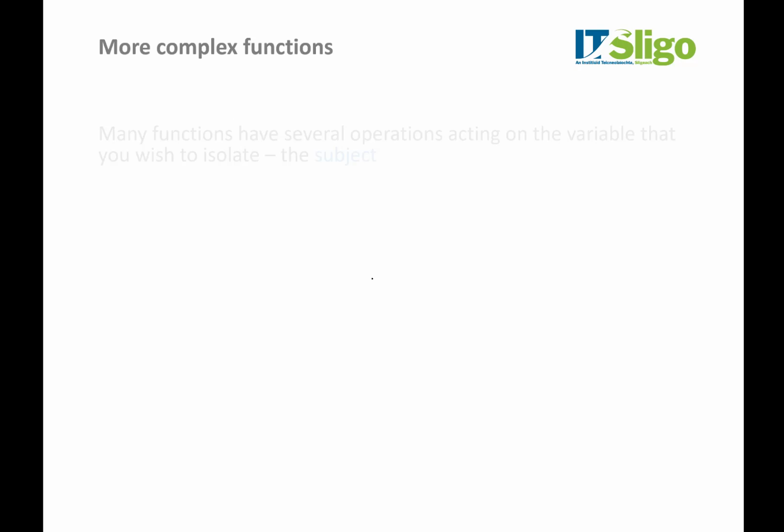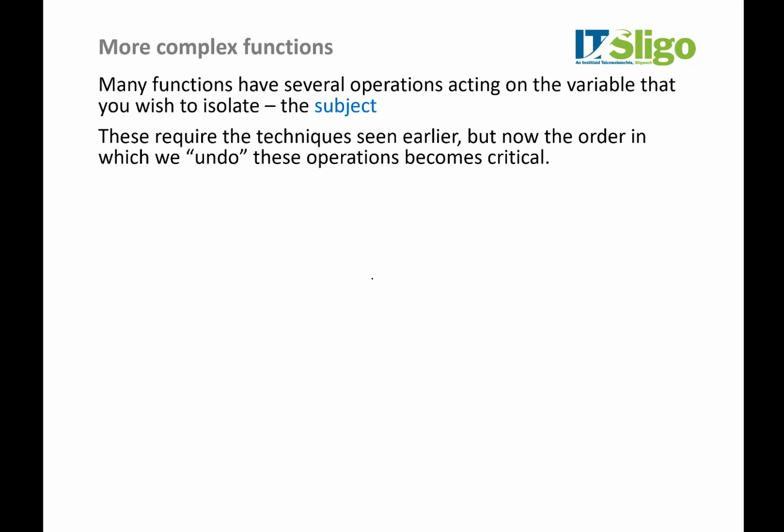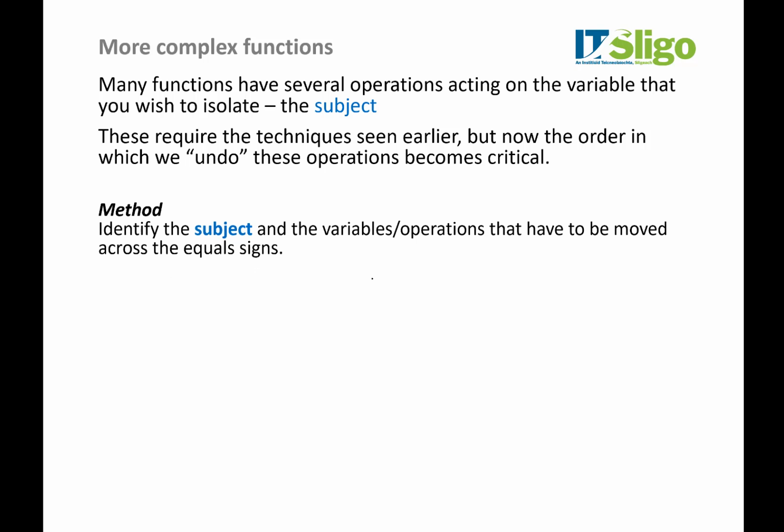Now we'll just take a look at more complex functions, guys. It's the exact same process, but like the previous example with the pH and the log, we need to be careful with the order in which we do things. So many functions have several operations acting on the variable that we're interested in, our subject. So we use the same techniques from the previous slides, but now we just need to be a little bit more ordered in what we do. So identify the subject, and then in red the variables and operations that we want to get rid of.